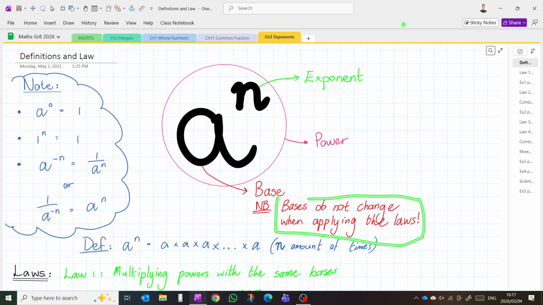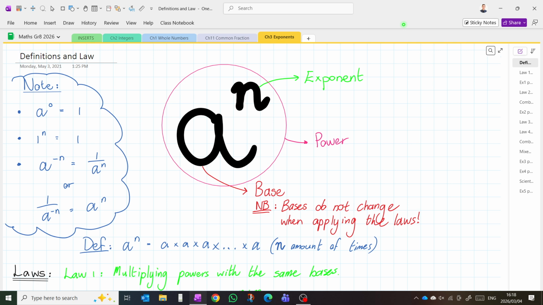Now you will see there, big in red, I've made a rule here for you to keep in mind: the bases do not change when applying the exponential laws. There is one exception to this rule, and that's over here. Anything to the power 0 becomes 1. So even if I have 200 to the power 0, that will become 1. So in essence, that base has changed. But any other time, our base will not change.